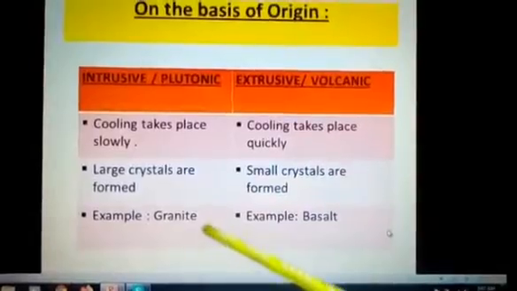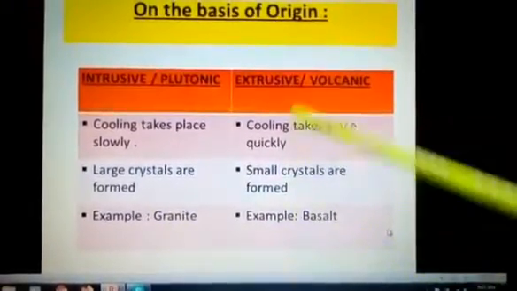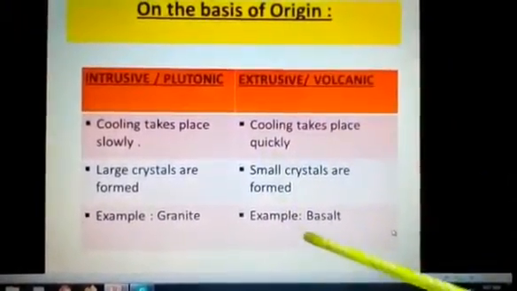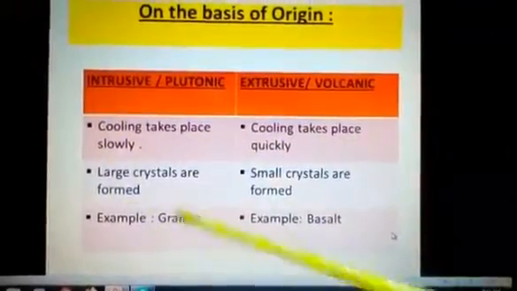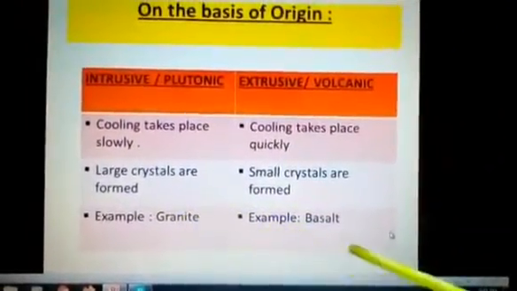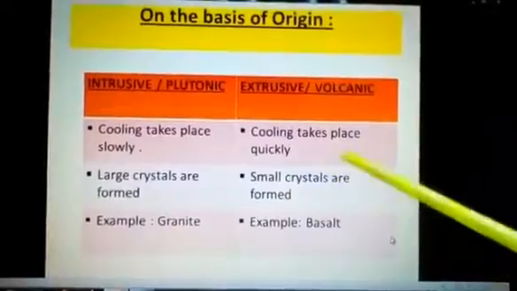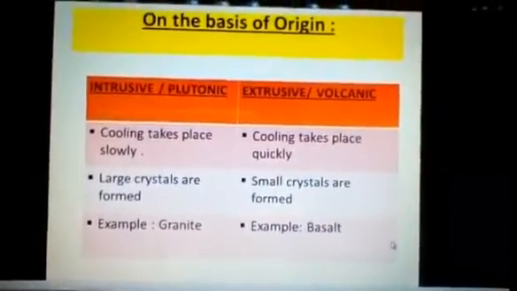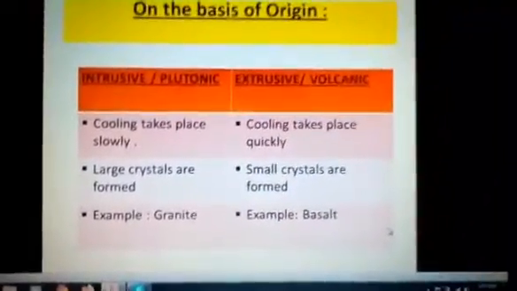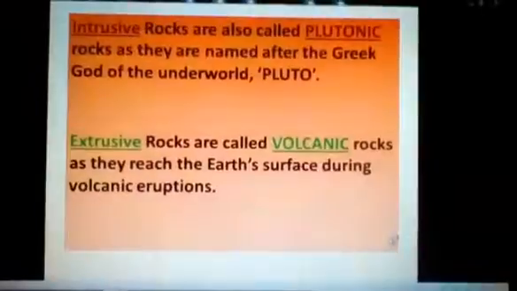An example is granite here, and the example is basalt here. Of extrusive is basalt, intrusive it is granite. We will be using the same examples to understand the second category of igneous rocks. So please keep in mind these examples.